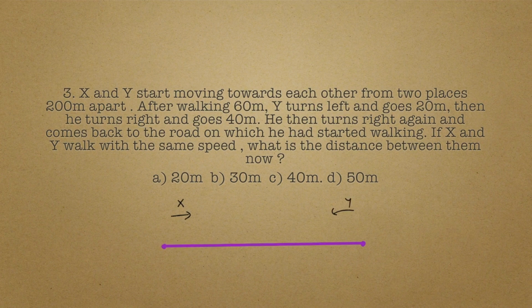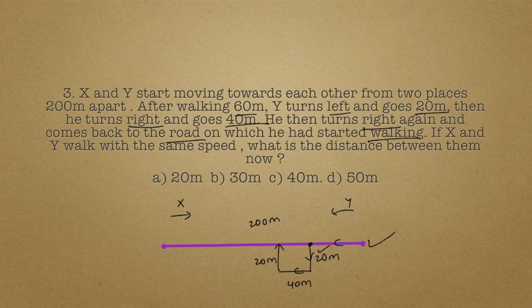X and Y are moving towards each other from two different places, which is 200 meters apart. After walking 60 meters, Y turns left and goes 20 meters. So he's in this direction at first. He goes 60 meters and then goes left and goes 20 meters in this direction. And after that, he turns right and goes 40 meters. And after that, he turns right again and comes back to the road on which he had started walking. This is the road and he comes back to the road again. So if this is 20, even this will be 20 meters.